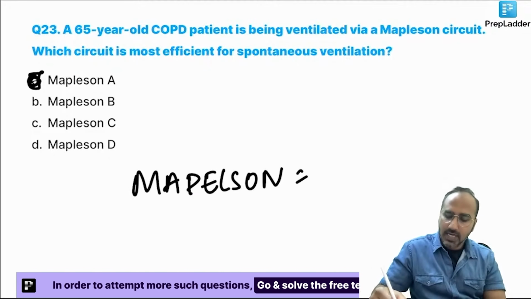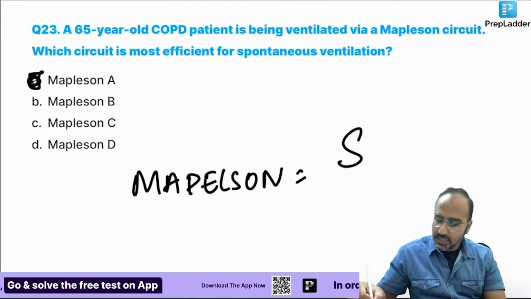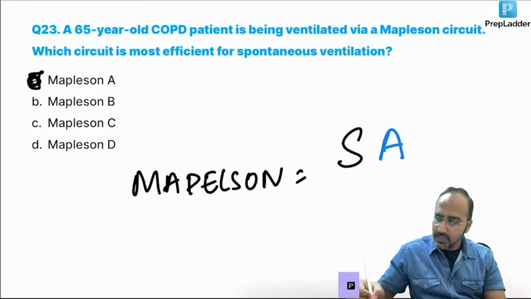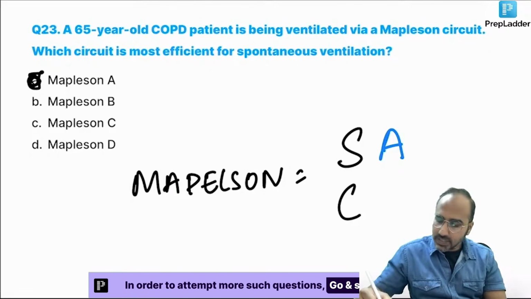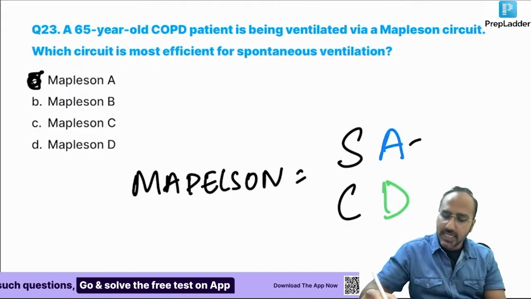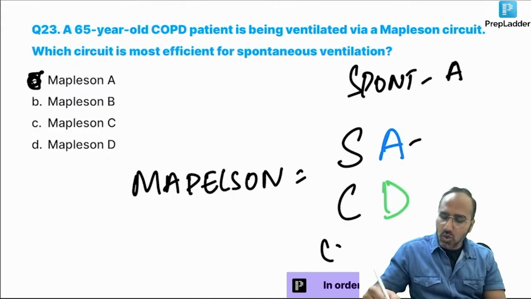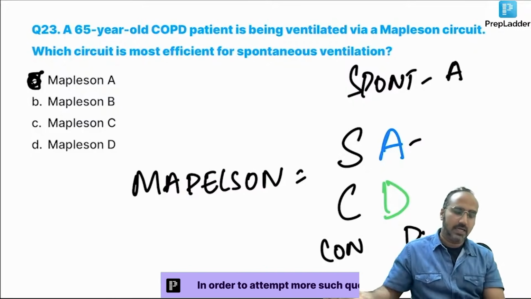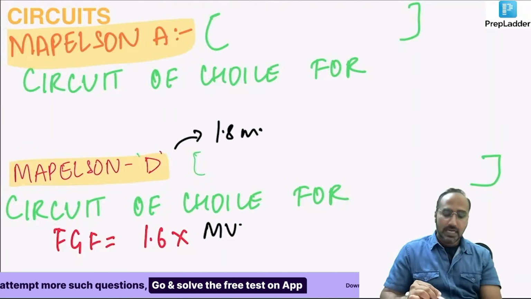circuit, always remember the mnemonic S, A, C, D. SACD. What does it mean, guys? For Mapleson, you have to remember SACD. SA means what? Spontaneous ventilation A. Controlled ventilation D. Okay, SACD. So remember Mapleson.